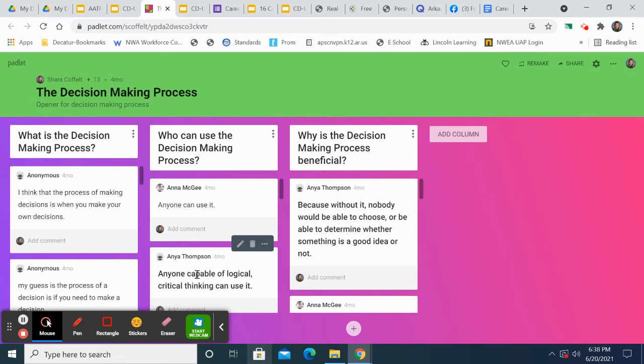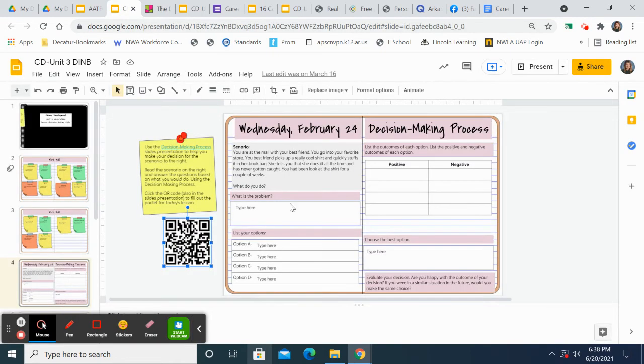If you haven't used Padlet, it's really a fun way to get students responding to questions where everyone can see, and then we can talk about some different responses. It's a great tech tool that you should experiment with.